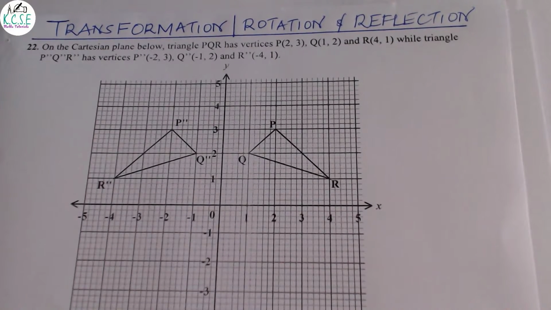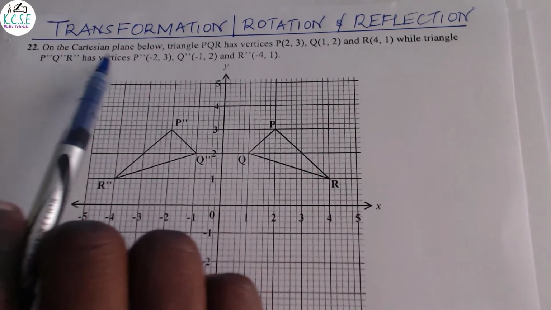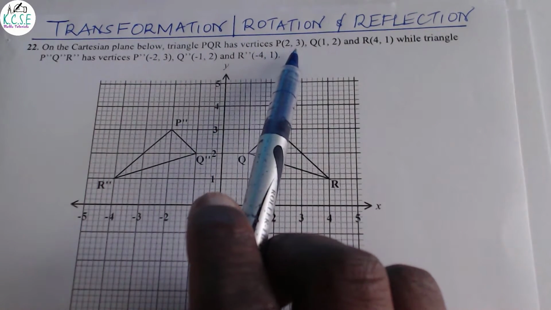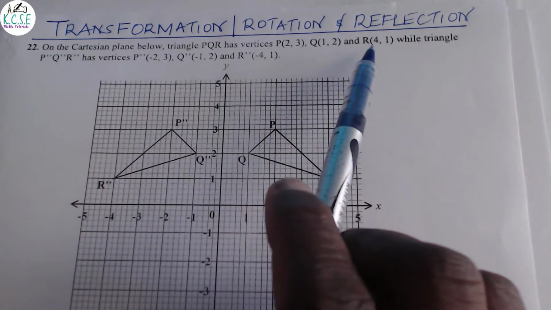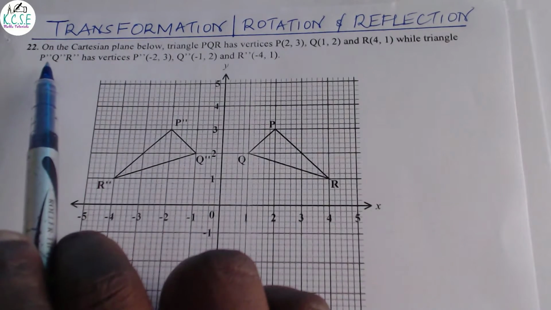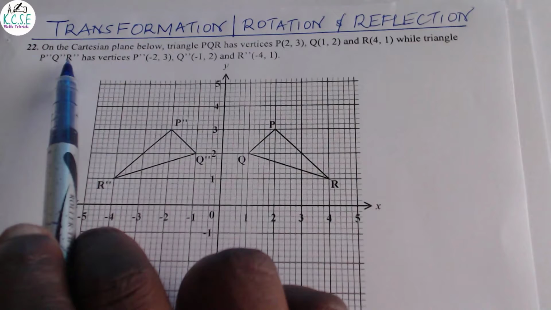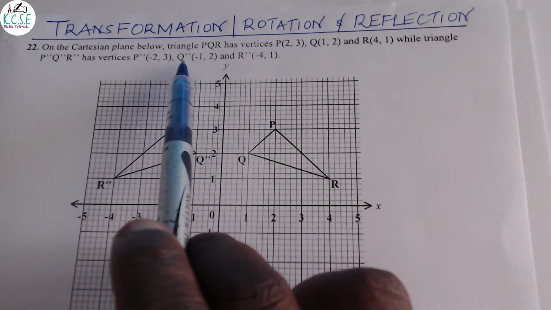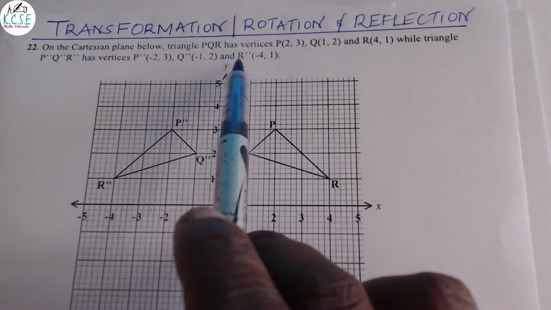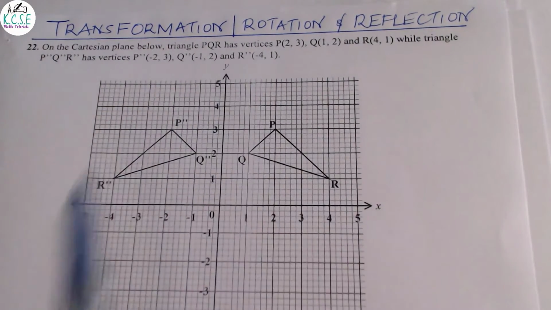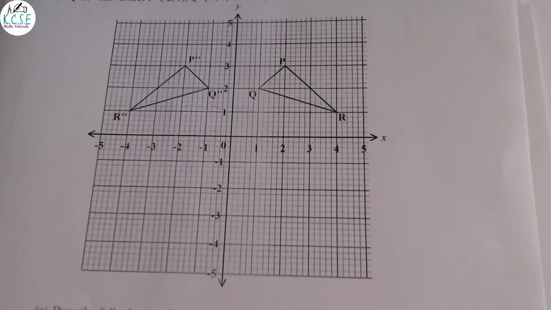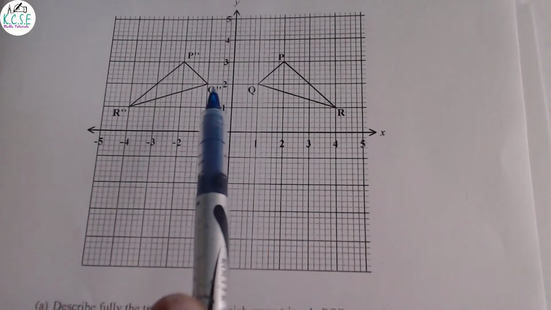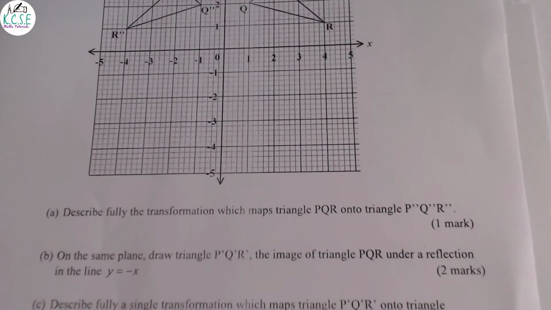So here you have the question. On the Cartesian plane below, triangle PQR has vertices P(2, 3), Q(1, 2), and R(4, 1), while triangle P'' Q'' R'' has vertices P''(-2, 3), Q''(-1, 2), and R''(-4, 1). So there we have both the triangles PQR and P'' Q'' R''. Let's go to the questions.